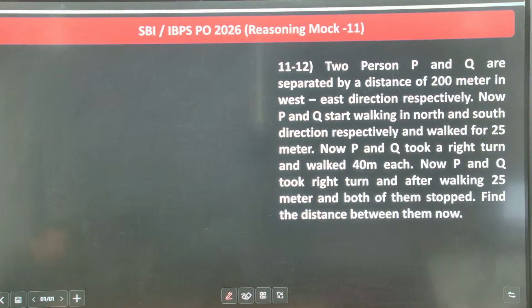Two persons P and Q started separated by a distance of 200 meters west to east direction respectively. Now P and Q start walking north and south direction, walk for 25 meters. Now both are taking right turn 40 meters each. Now P and Q took a right turn and after walking 25 meters, both of them stopped.